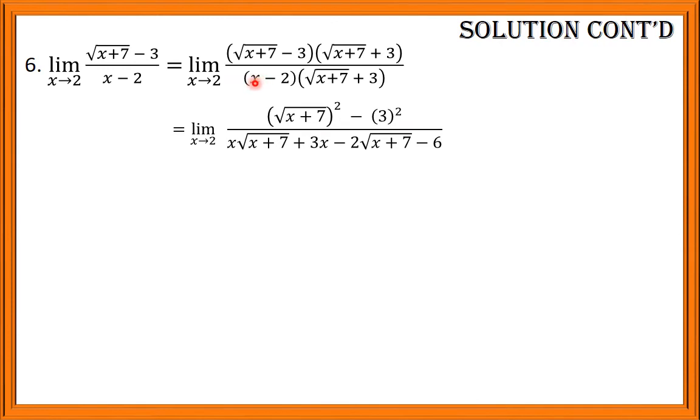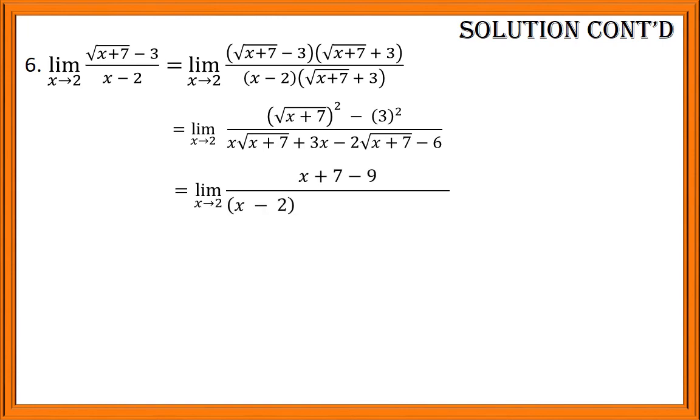First of all, let's take x. x by root of x plus 7 gives us x root x plus 7. x by 3 gives us 3x. Negative 2 by root of x plus 7 gives us negative 2 root of x plus 7. Negative 2 by 3 gives us negative 6.